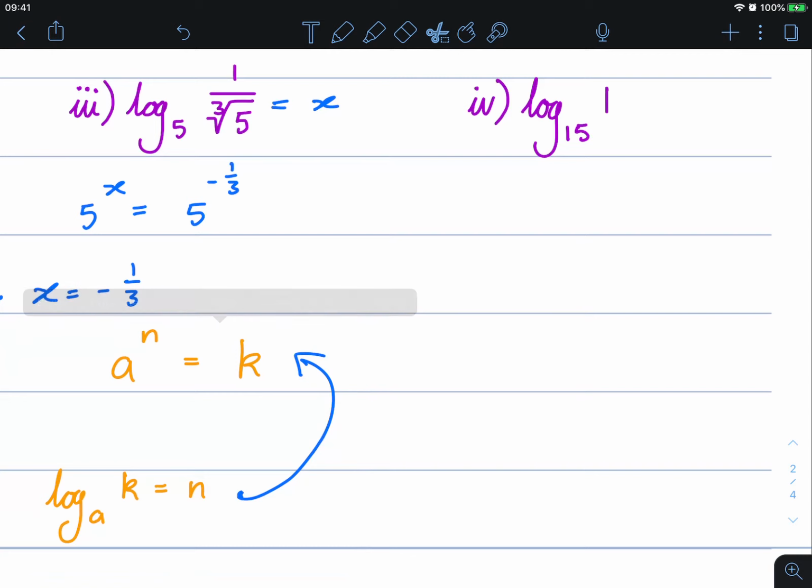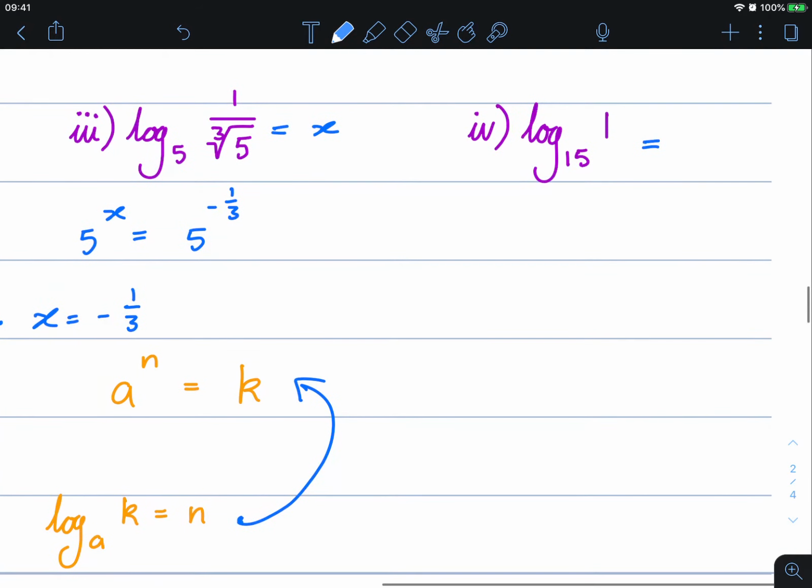Same case for this one. Let this equal, we can actually let it equal any letter that we want, equal a if we want to. So this will become 15 following this again. That's 15 to the power of a is equal to 1. Well, anything to the power of 0 is equal to 1, so a must be 0.